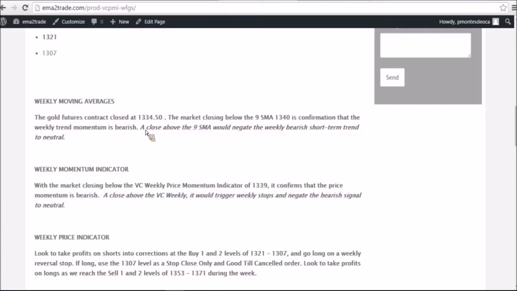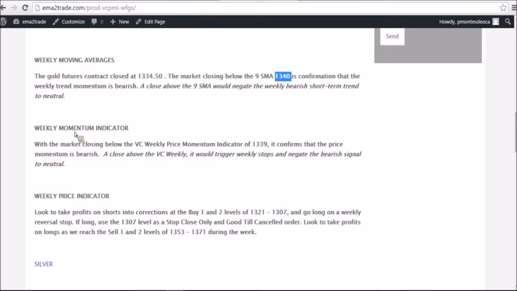That's using the 9-day moving average. But it also indicates to you that if we are able to close above 1340, which becomes one of your pivot points, it would negate the bearish trend to neutral. This is one of the components that makes up the algorithm that we use.